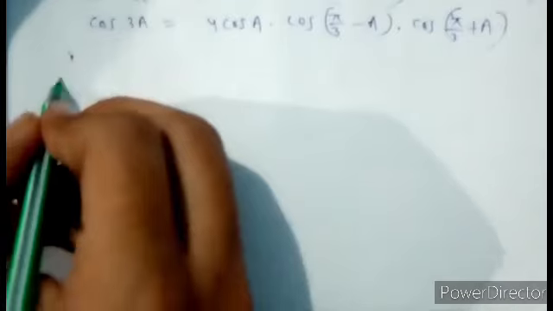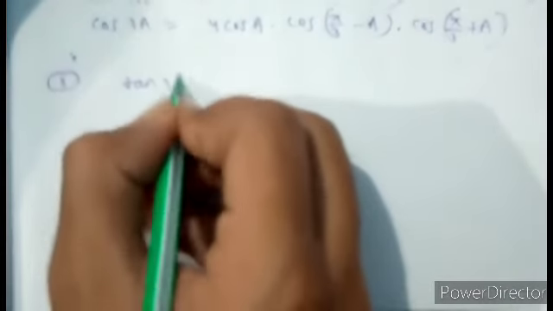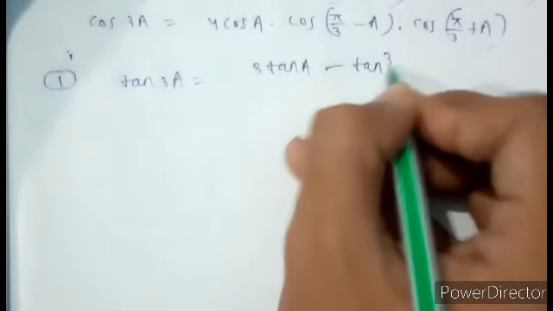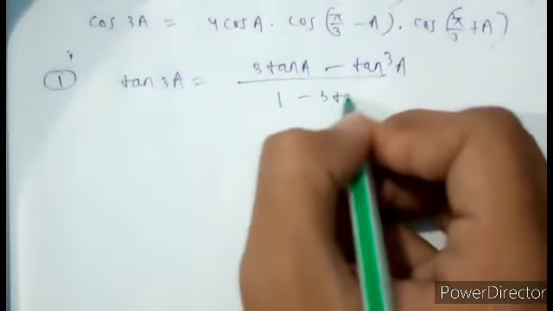Then come to the formula tan 3A is equal to 3 tan A minus tan cube A upon 1 minus 3 tan square A.